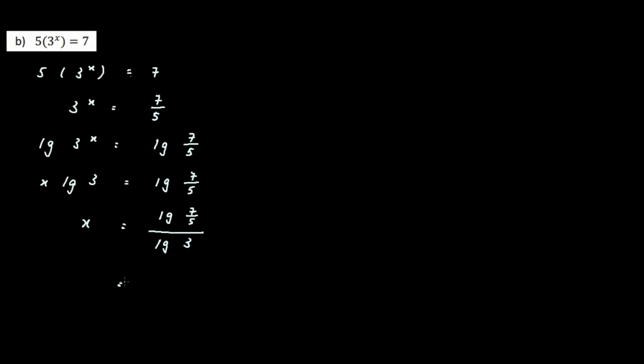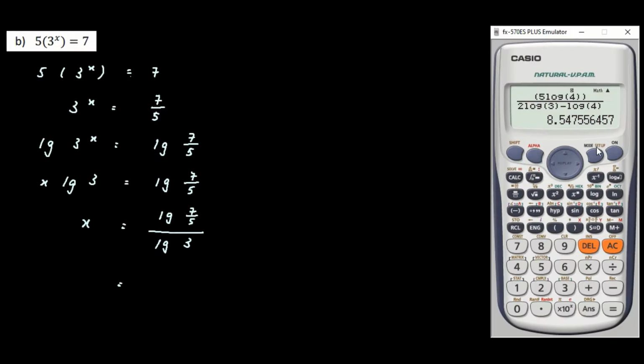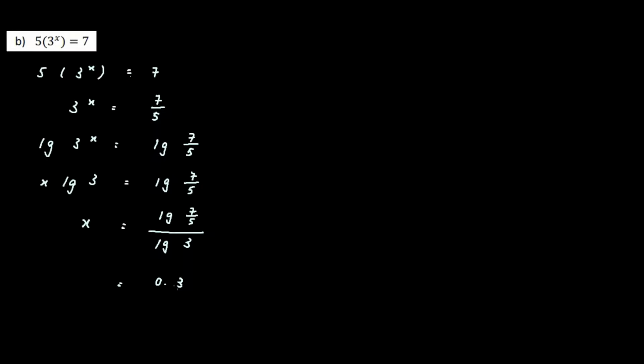Okay, so now let's try to use the calculator again. So log 7 over 5, over the whole thing, log 3. Okay, so you will be getting your answer 0.306. Same thing, three significant figures.